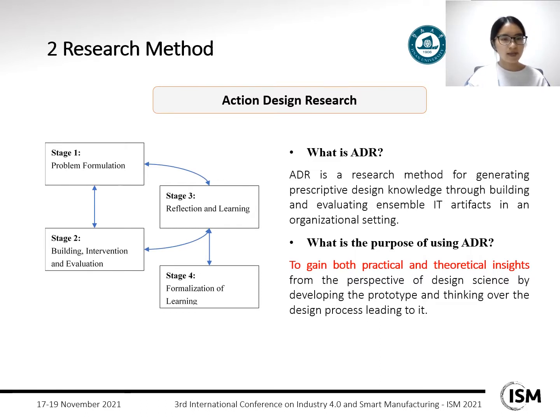First, we should formulate the problem. Then, according to the problem formulation, start building, intervention, and evaluation. After that, we would get some reflection and learning about this research problem, which allows us to revise the problem formulation. Repeat this circle for several times, and finally, the formalization of learning can lead us to a deeper understanding of this research. The purpose of using action design research is to gain both practical and theoretical insights from the perspective of design science.